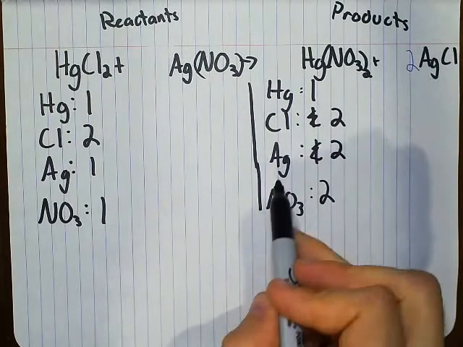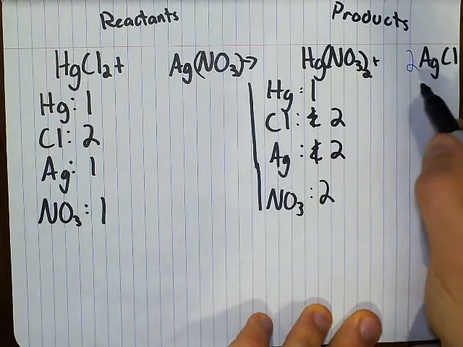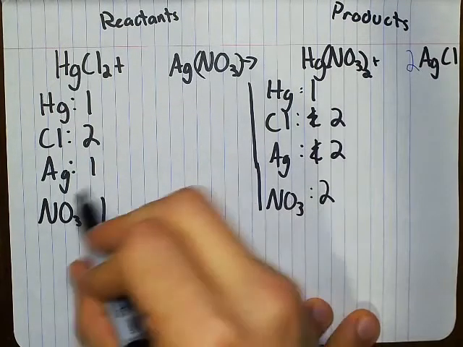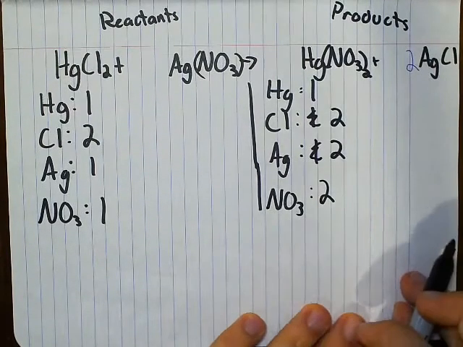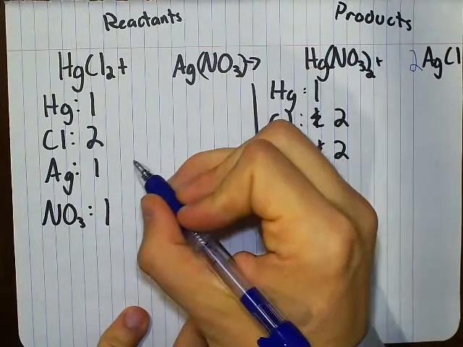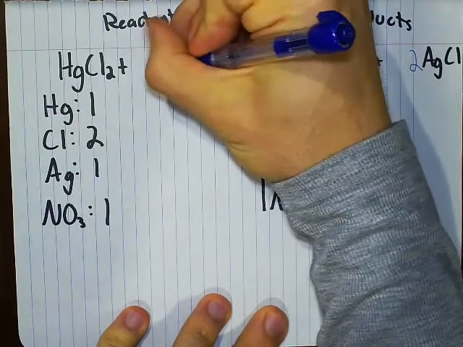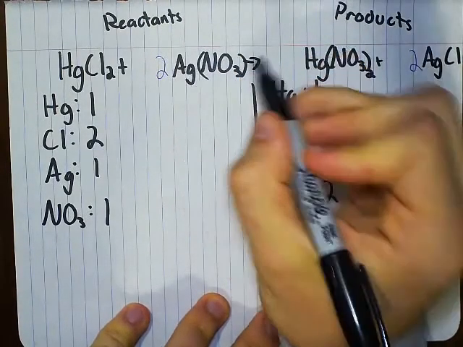So I've balanced chlorine, but now I've unbalanced my silver by adding that coefficient. When you add a coefficient, it affects everything in that molecule. So now I've unbalanced my silver that was previously balanced. So I can go to this side and adjust that. I need to get my count for silver up to 2, so I'm going to add a 2 onto this side.